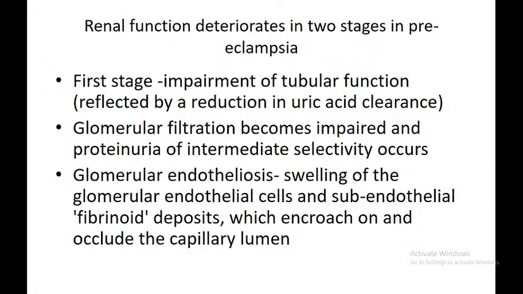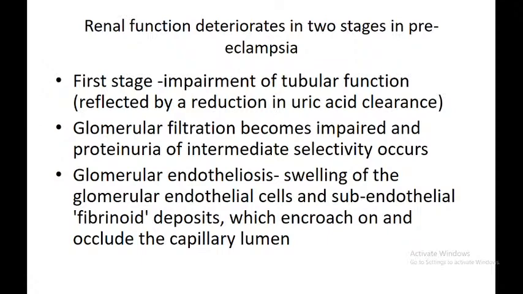In the first stage, there is impairment of tubular function, which is reflected by a reduction in uric acid clearance, and also the glomerular filtration becomes impaired and proteinuria of intermediate selectivity usually occurs. So this is one of the features of your preeclampsia.